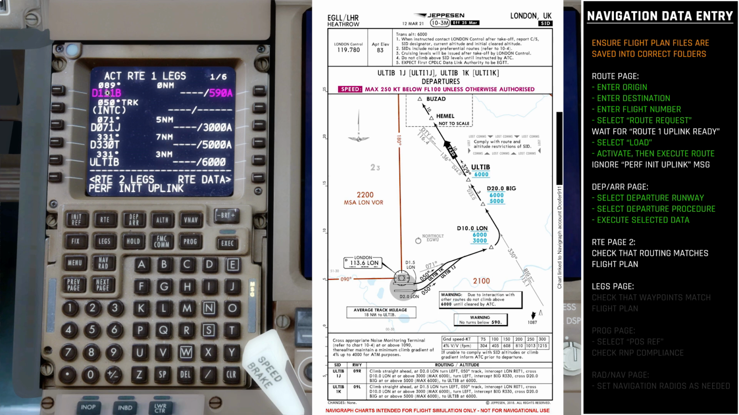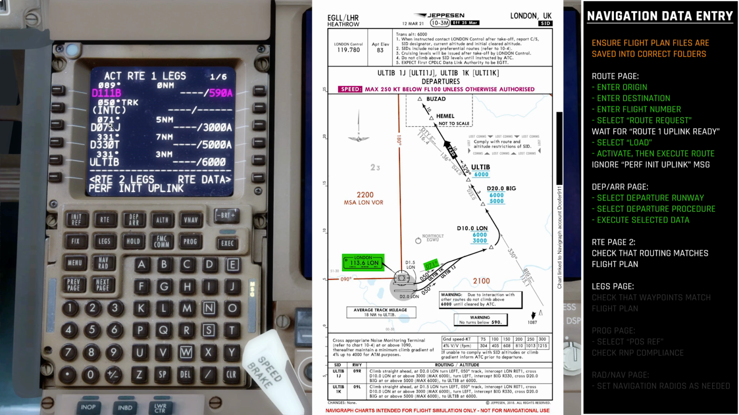Okay, so the first leg of the journey here, we're going to basically be climbing straight ahead on the runway heading to an altitude of 590 feet. Once we reach that altitude, we're going to turn left to a heading of 050 degrees, and you can see that this has been put down as an intercept. So we're going to be intercepting the 071 radial away from the London VOR station. So you can see the next waypoint here is Delta 071 Juliet.